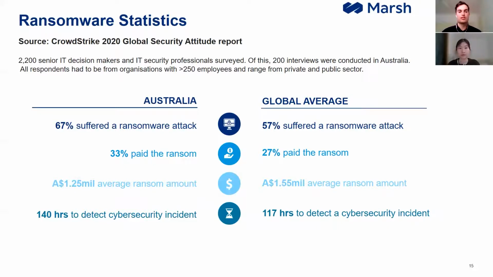So in Australia, 67% of those surveyed suffered a ransomware attack compared to the global average of 57%. 33% of those chose to pay the ransom, compared to the global average of 27%. The Australian average ransom amount was $1.25 million compared to the global average of $1.55 million. And Australia had an average time to detect a cybersecurity incident of 140 hours compared to 117 hours for the global average. It's important to note that in this case, Australia is lagging slightly behind the global average.